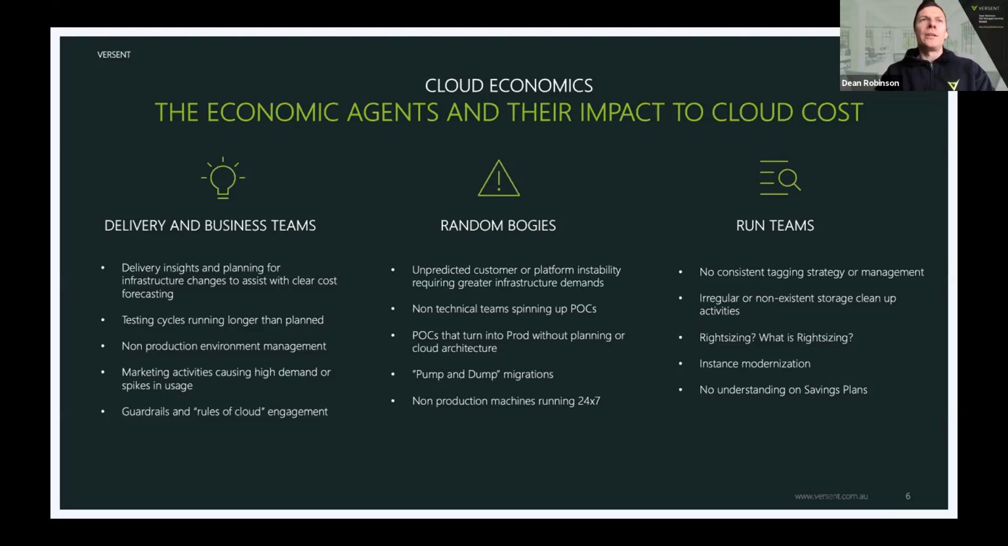Random bogeys. Look, I see this one a fair bit, and this is around platform instability, which requires greater infrastructure. And like I said, with Amazon, you've got the golden screwdriver. You can just add CPU, you can add memory, you can throw whatever speed disk you want at a problem. And I've seen it so many times where there's been an application deployment or a code change, and it's caused infrastructure performance issues. And it's very easy just to add CPU and make the problem go away. But obviously that comes with elevated run costs.